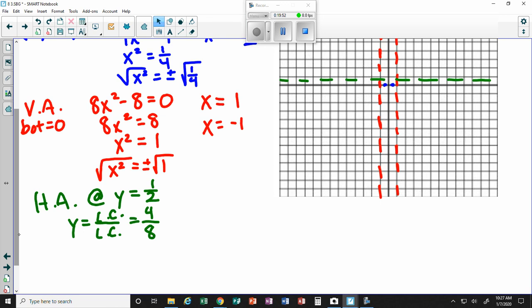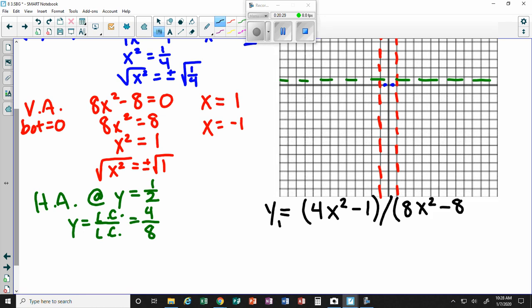Alright, now we're going to use our calculator. How am I going to enter this into my calculator? Where do I go to enter it? Y equals, right? In y1, I'll plug this in. You have to use parentheses first: parentheses 4x squared minus 1 parentheses, divided by parentheses. The whole bottom has to be in parentheses also: 8x squared minus 8. That's how we plug that into our calculator.